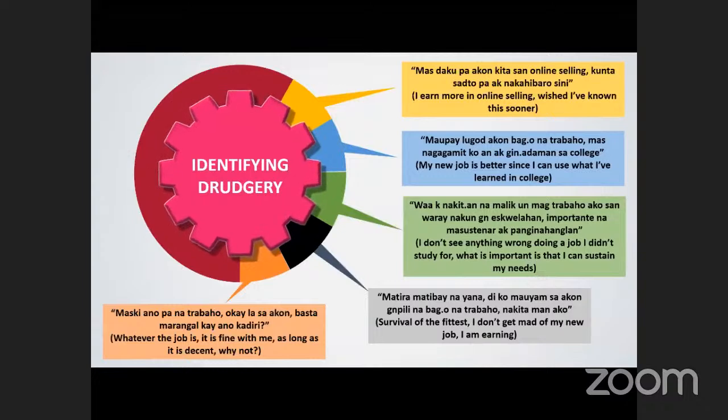"Survival of the fittest. I don't get mad at my new job I am earning. Whatever the job is, it is fine with me as long as it's decent. Why not?" According to the study of Cherney and Fitzgerald 2016, supported by Fujita and Moscarini in 2017, and Hoye and Sachs in 2008, identifying drudgery is a process of reaffirming and re-establishing your identity as a worker and seeing the situation as a constant array of learning and improving.